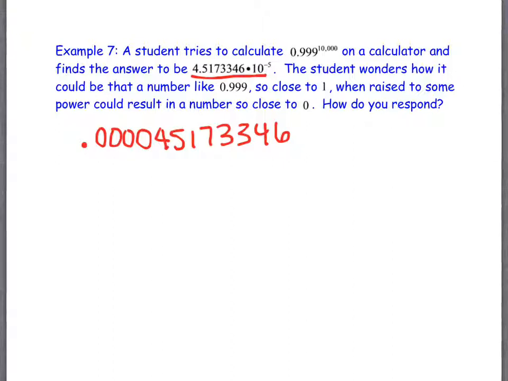Any thoughts? Can you think of it in terms of fractions? I think that's a good way to think of it. So what did you have in mind, Allie? Like if you do the 999 over the 1,000, then if you do fractions and you do exponents, it's going to get smaller because you're multiplying it by itself. Yeah, that's really the issue.